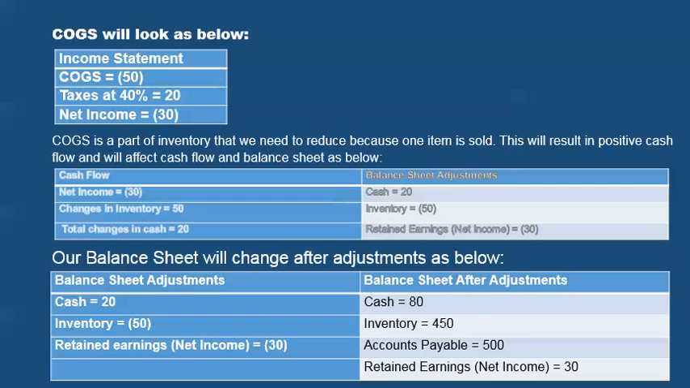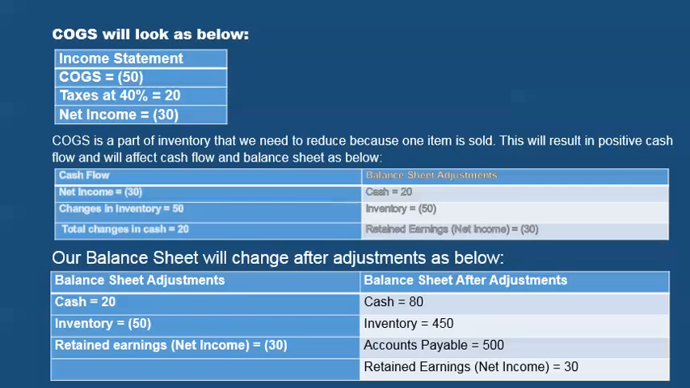What will happen to COGS? On the income statement, COGS is negative 50. Taxes at 40% is 20. So net income equals negative 30 because of the COGS. COGS is a part of inventory that we need to reduce because one item is sold. This will result in positive cash flow and will affect cash flow and balance sheet as below.